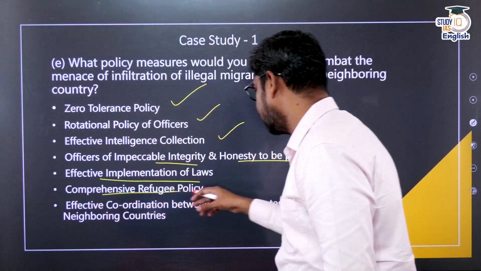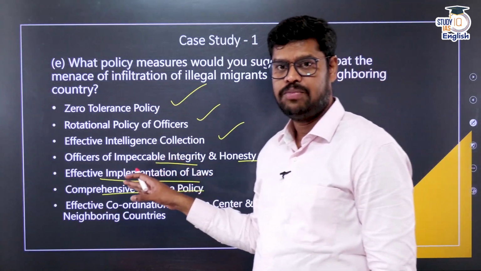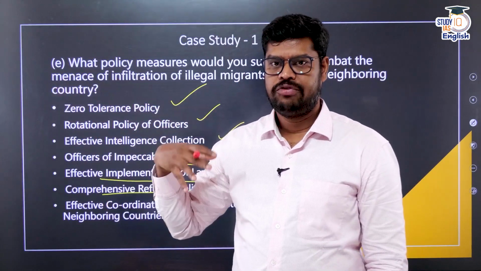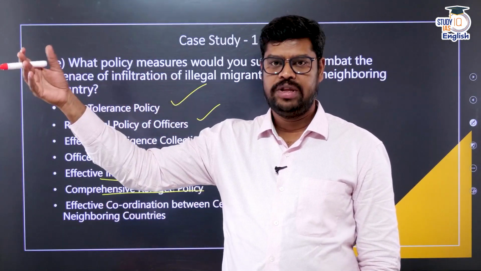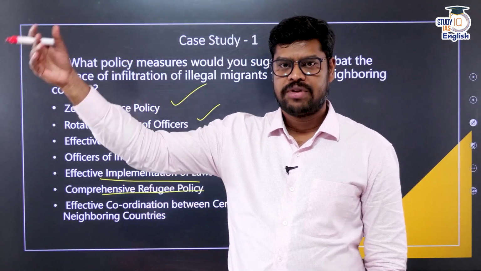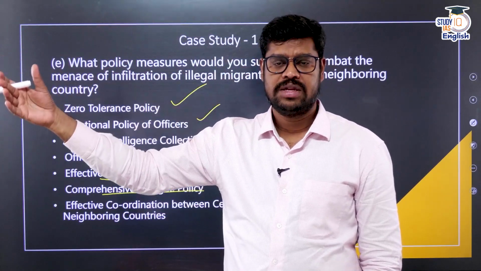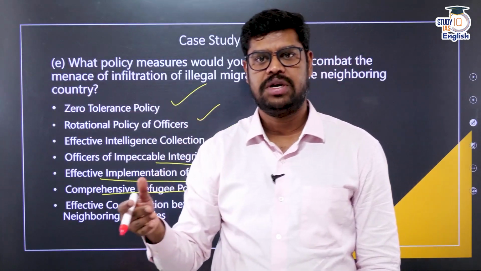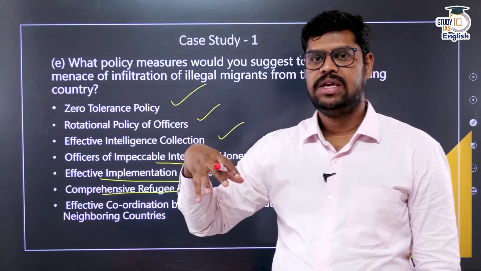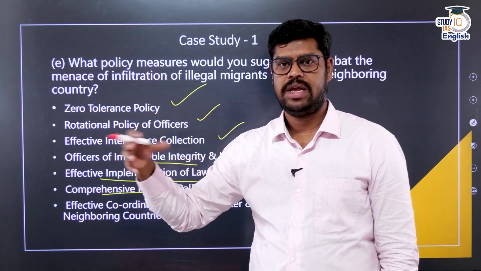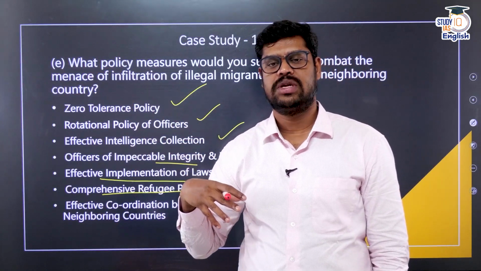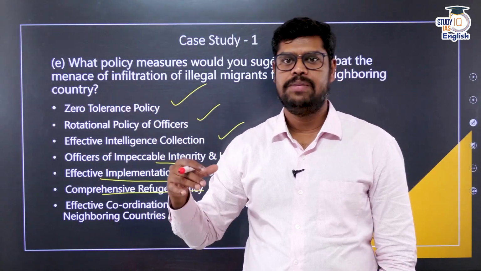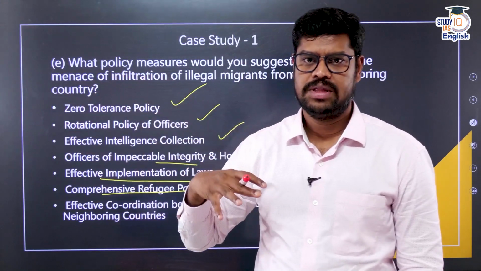Comprehensive refugee policy is very, very important. This is again a very important suggestion, because if India is opening up for refugees, refugees are those people who have to flee their own country because of persecution, or genocide, or natural calamities where their livelihood is affected, and they seek a temporary residence or stay in the neighboring country. That is who a refugee is. When refugees come to India, that is not illegal, because they are temporarily coming to India, but illegal migration is something that is illegal.